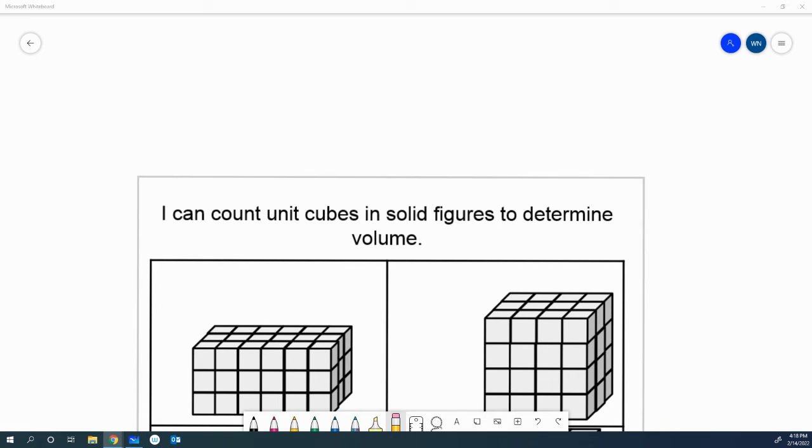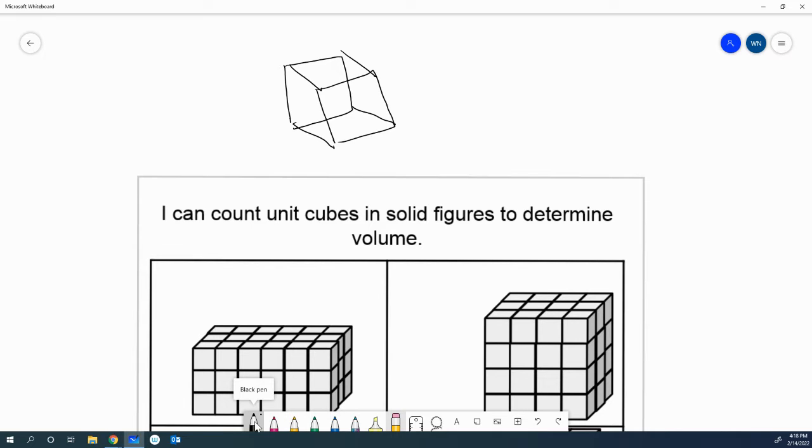In this video, we're going to be counting unit cubes in solid figures to determine volume. So we're starting our unit on volume, and it's really important to remember that volume is the space inside of a 3D figure. So if I draw my square and I turn it into a cube, the volume is the space inside of my cube.